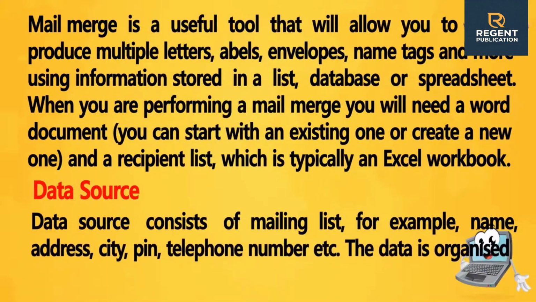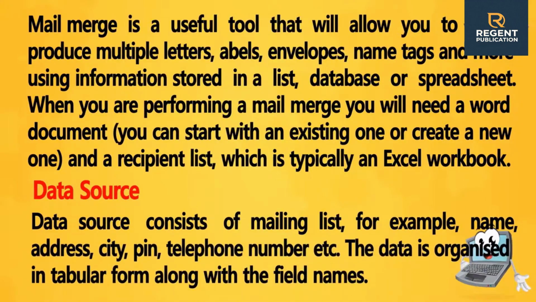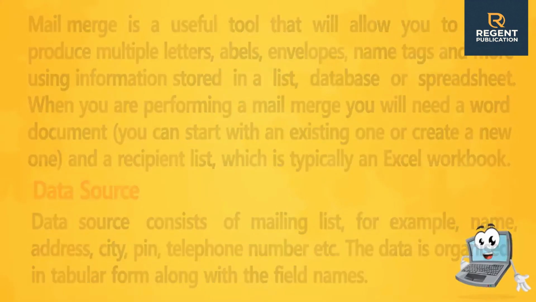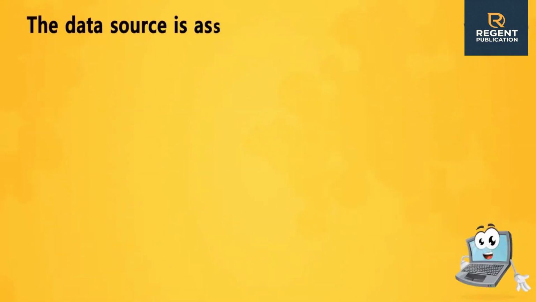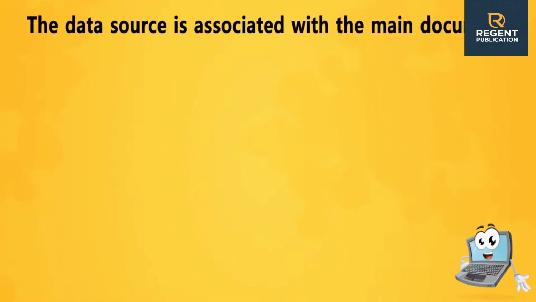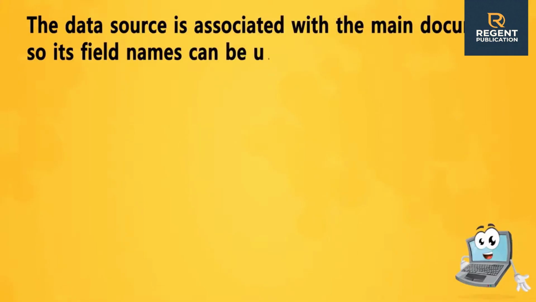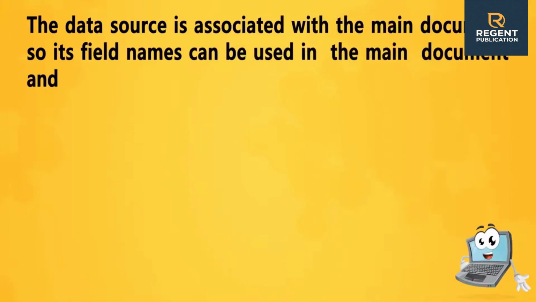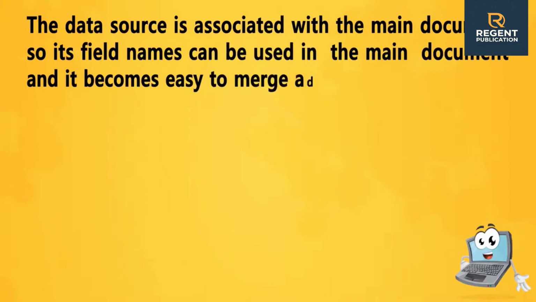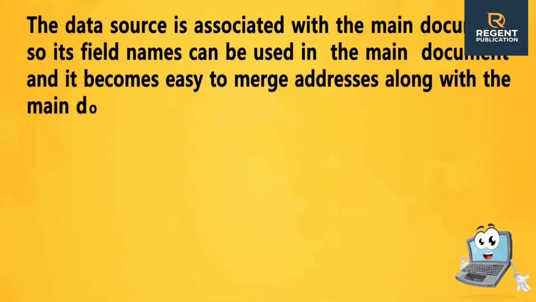Data source. Data source consists of a mailing list, for example, name, address, city, PIN, telephone number, etc. The data is organized in tabular form along with the field names. The data source is associated with the main document, so its field names can be used in the main document, and it becomes easy to merge addresses along with the main document.